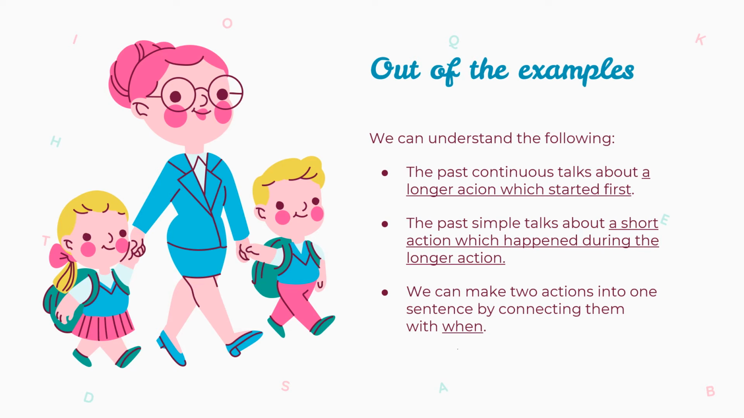Now, out of the examples, we can understand the following. The past continuous talks about a longer action which started first, and the past simple talks about a short action which happened during the longer one. As I told you, it interrupted the longer one, and we can make two actions into one sentence. We can have two verbs in one sentence by connecting them using the word when.